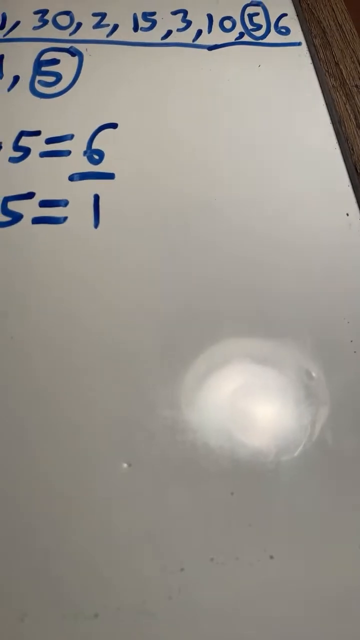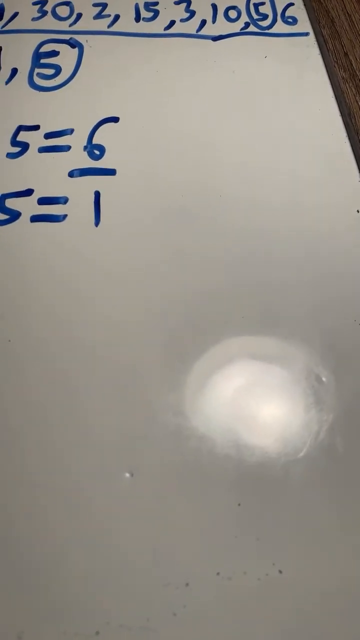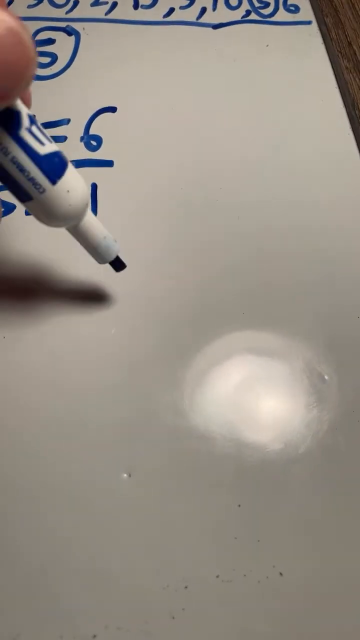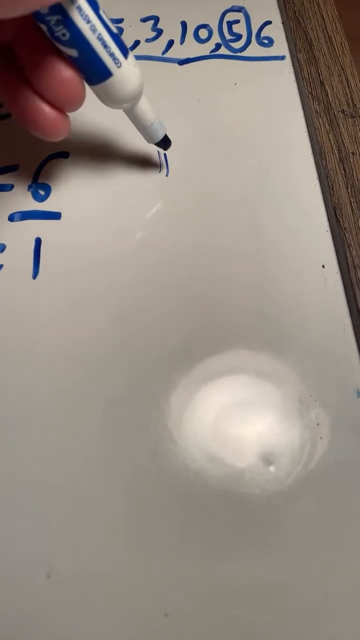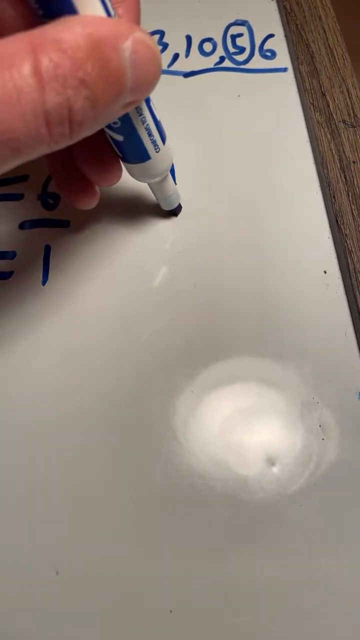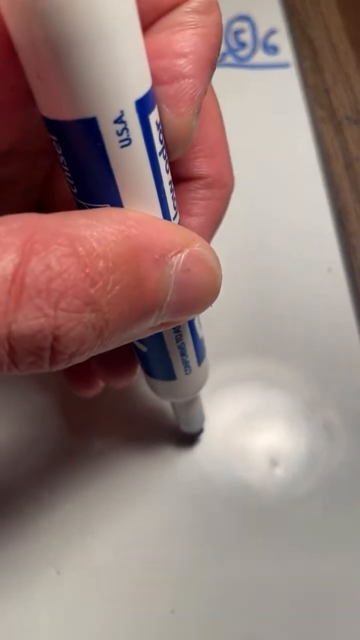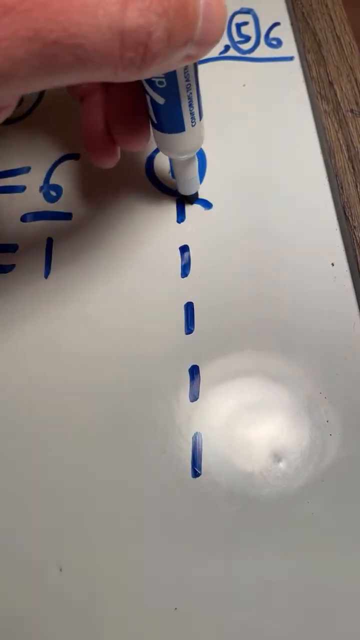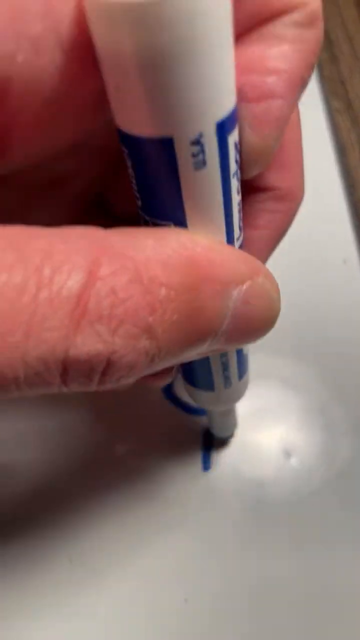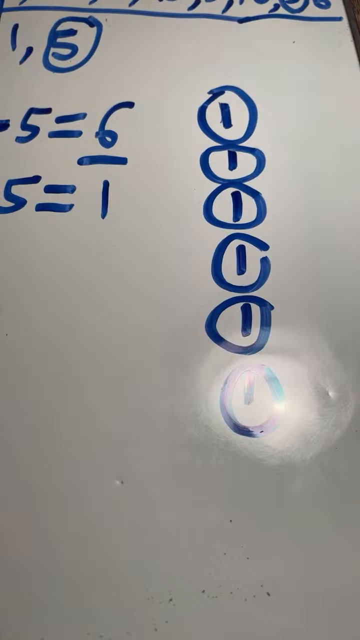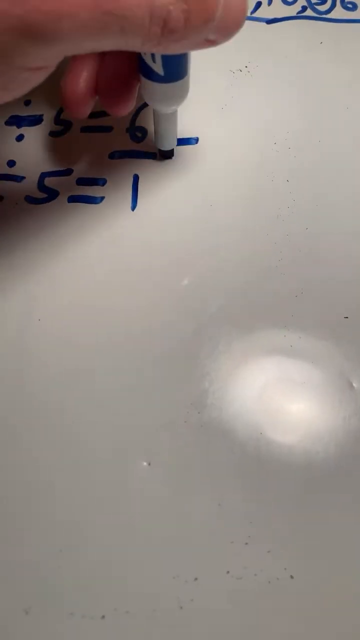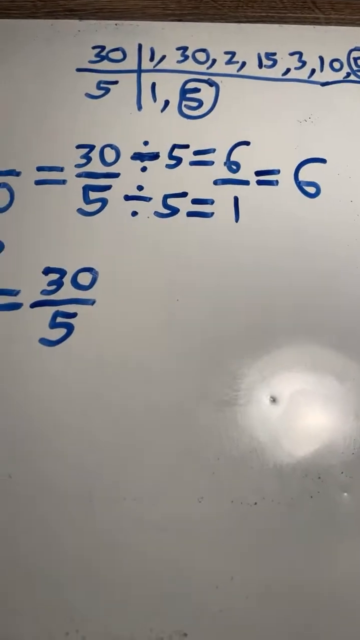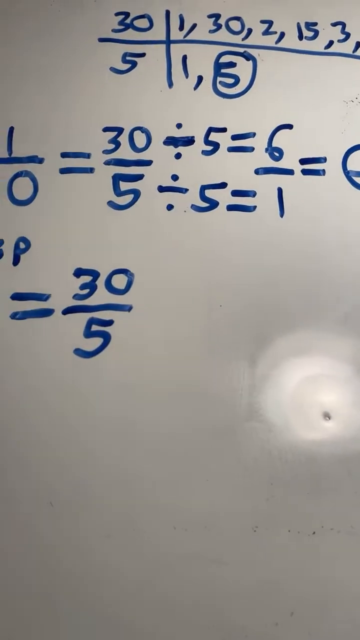Now, if we want to reduce that improper fraction to a whole number, pretty simple. We're going to make 6 total tallies with 1 tally in each row. So here we go. 1, 2, 3, 4, 5, 6. So we have 6 groups of 1. So we have a whole number here with no fractions. 6 over 1 is equal to 6. Our answer is 6. All right, moving on to the next example.